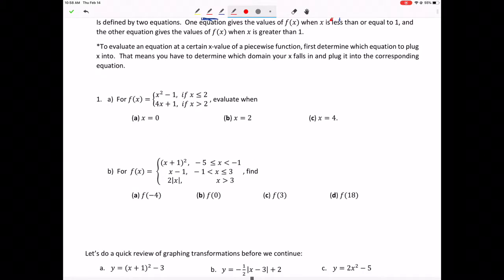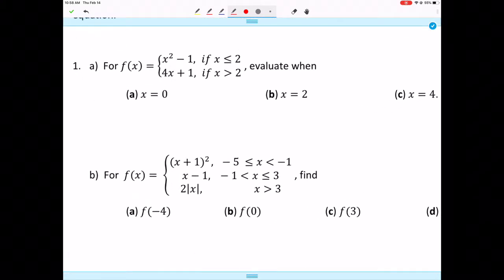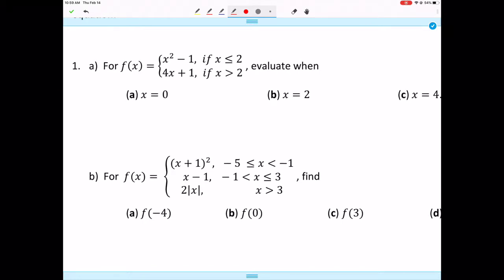All right, so let's look at the first one. We've kind of talked about this before. So f of x, we have these two equations. This equation only applies if x is less than or equal to 2. And the other equation, 4x plus 1, we use it only if x is greater than 2. All right? So let's just label these two equations so that we can refer to them easier. So we'll say this will be equation 1, this will be equation 2.